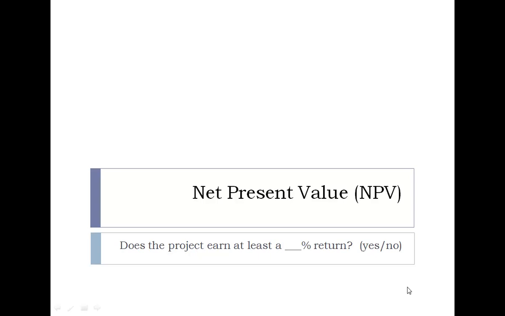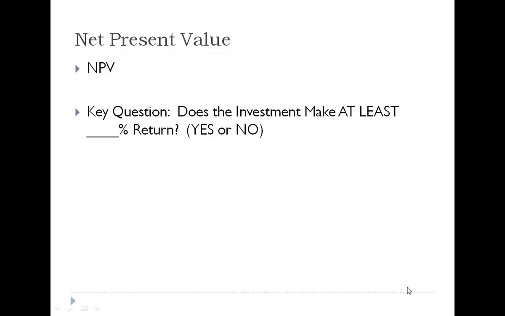Net present value, or NPV. The net present value method is the capital budgeting method for analyzing potential investment projects that asks the following key question: does the investment make at least a specific percentage return, yes or no?